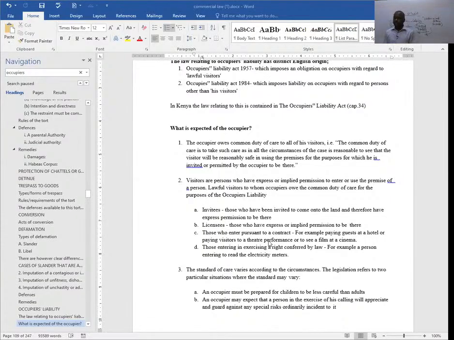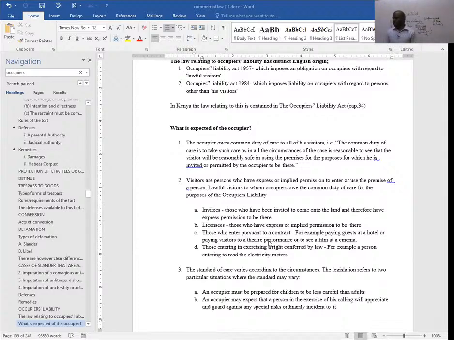Those who have been licensed, for example, an officer from the Kenya Power and Lighting Company who has been allowed to come to your premises to read the meter readings, or someone from a water company who visits the premises to read the meter in terms of how much water you've used. So those are licensed persons who can access your property. You have a responsibility over them to ensure their safety.